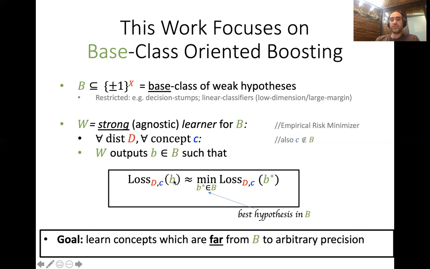And the goal is to learn concepts which are far from B to arbitrary precision, right? So we now want to aggregate these weak hypotheses to be able to approximate concepts that are well outside B. So we want to boost the class. We're given a strong learner for a small class, and we want to produce a strong learner for a much bigger class. So we boost the kind of learning task we are able to do.